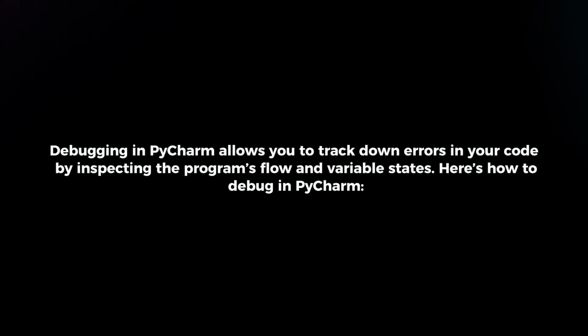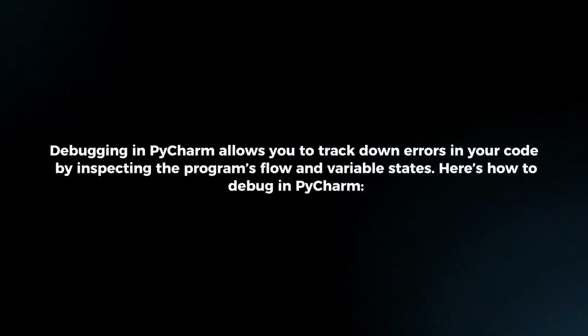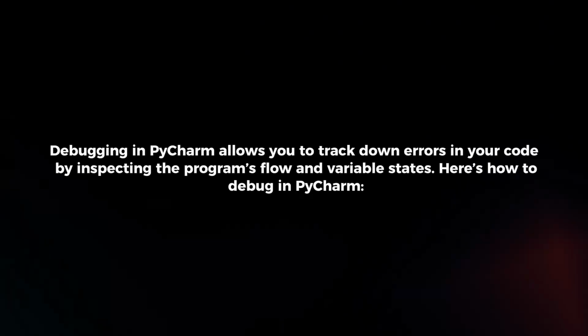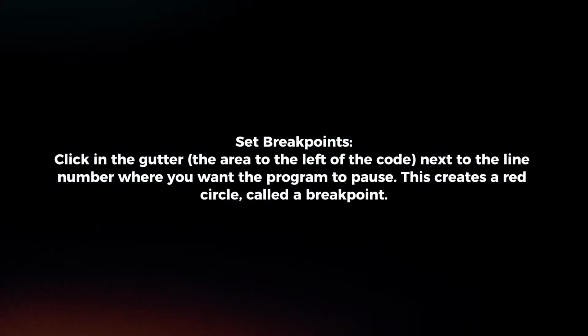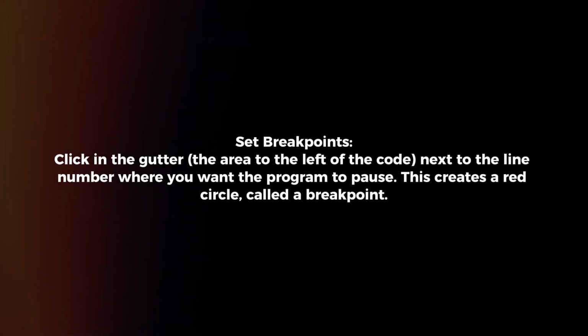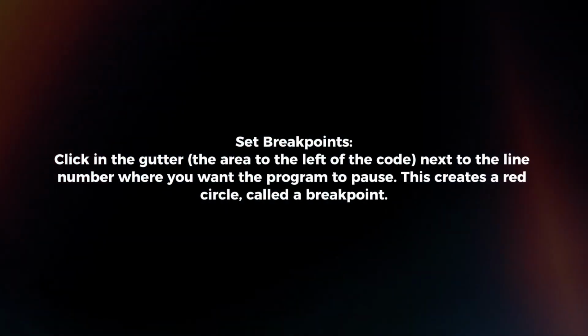Debugging in PyCharm allows you to track down errors in your code by inspecting the program's flow and variable states. Here's how to debug in PyCharm. Set breakpoints. Click in the gutter next to the line number where you want the program to pause. This creates a red circle called a breakpoint.